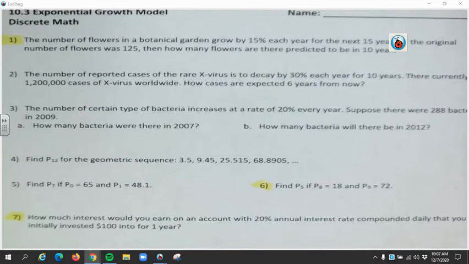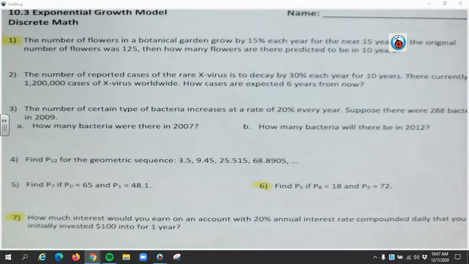Let's start with number 1. Feel free to fast forward at any point in the video if you feel like you know what you're doing and know what the next step is. The number of flowers in a botanical garden grows by 15% each year for the next 15 years. The original number of flowers is 125. And how many flowers are there predicted to be in 10 years?